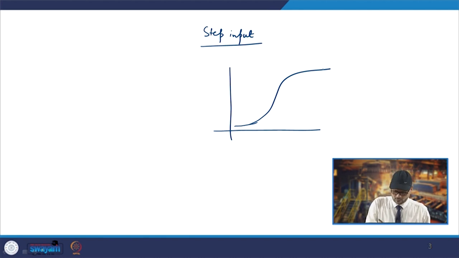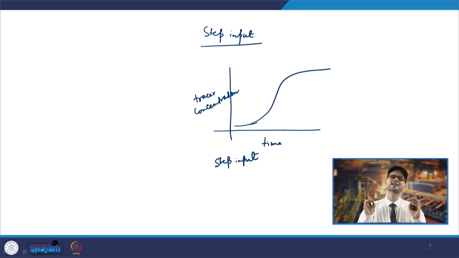So, in the case of step input, this is your time, and this is your tracer concentration. This tracer is basically continuously supplied, so its concentration will go on increasing, and at one point of time it will be approaching unity at some time theta. If this is dimensionless, it will be close to 1 or so. If you go to more than twice the theoretical residence time, in that case it will be approaching 1.